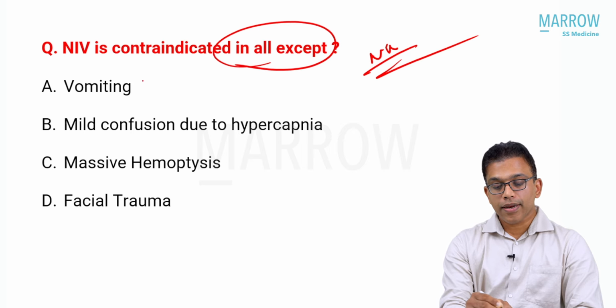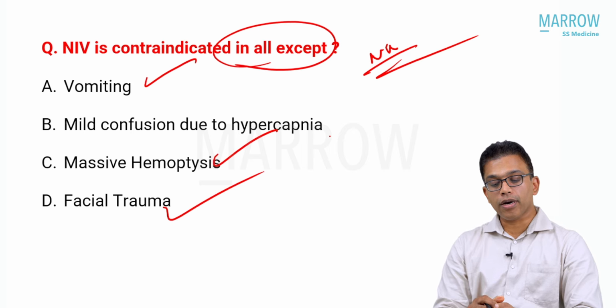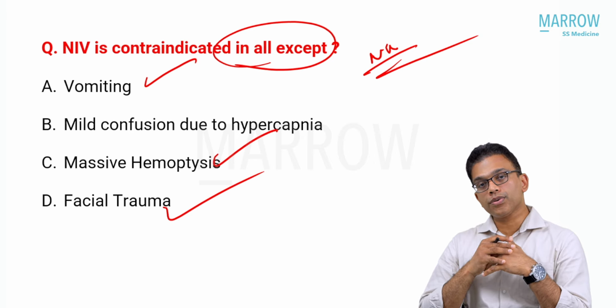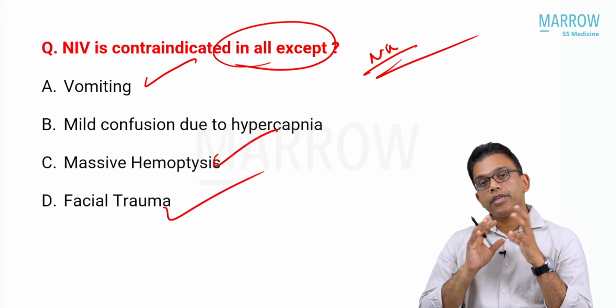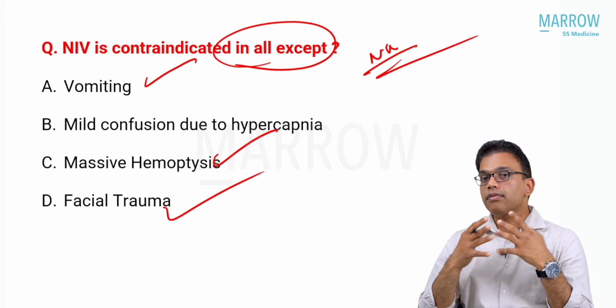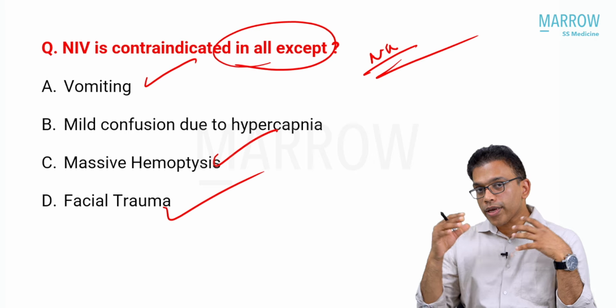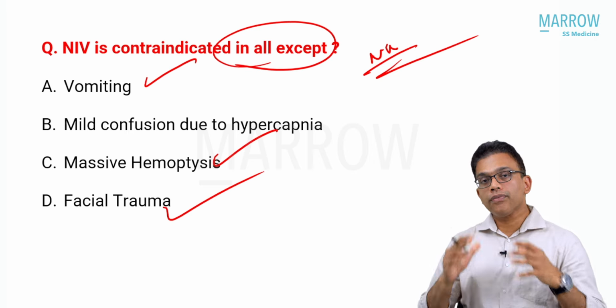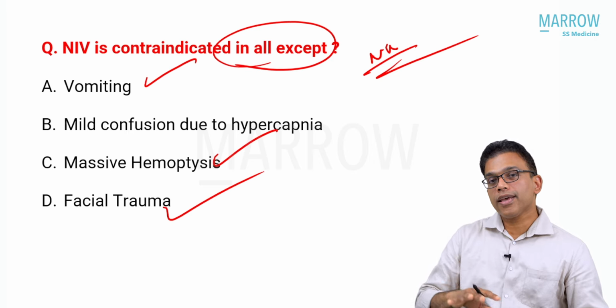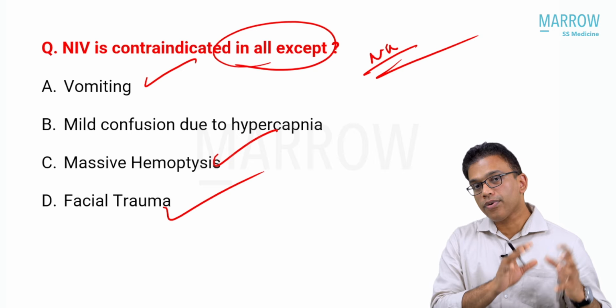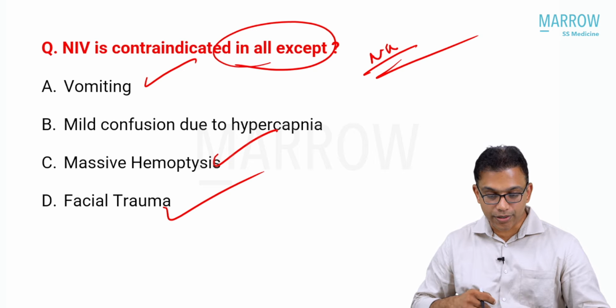NIV is contraindicated in vomiting, massive hemoptysis, facial trauma, but in patients having some sort of drowsiness, if it is due to hypercarbia and acidosis, definitely the patients will show excellent results. This is from our own experience also, because once you start NIV, by around 1 hour there will be an improvement in carbon dioxide. By around 2 to 3 hours there will be carbon dioxide washout, and so the patient's sensorium will also improve. And the most important thing is that it may obviate, or it will avoid, the necessity for mechanical ventilation or an intubation also.